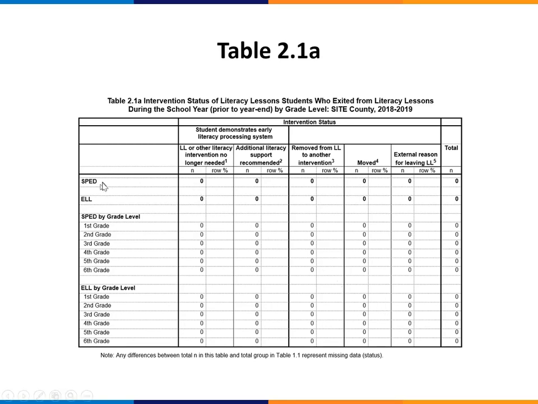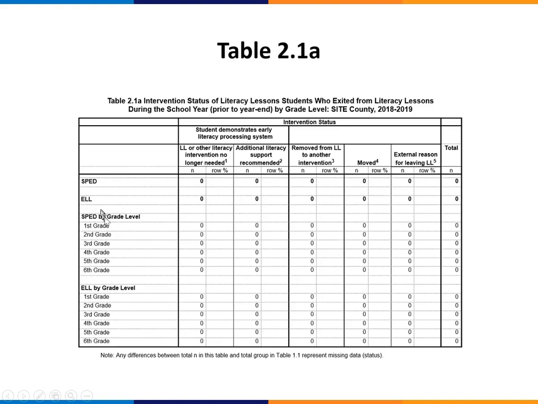2.1a. Along the left-hand side here, the first two rows will show you the total number of students. It just reports the results for all SPED students and then all ELL students. And it will show you along the top the different intervention statuses, the newer updated intervention status categories. For each intervention status category, it will show you the number of students, that's the N, and then the percentage of students that fell into that category. And that goes all the way across, and then at the very end you have your total students that fell into that category.